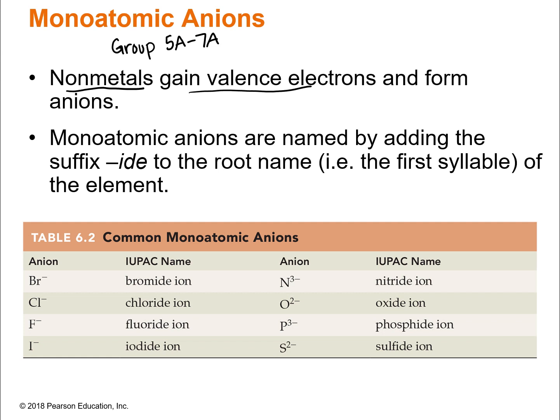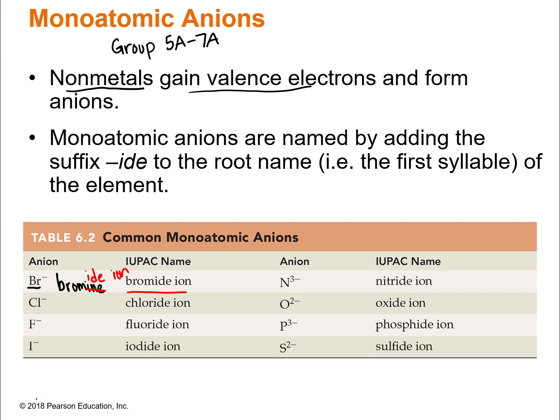The way that you name these is by getting rid of the end part of the name and writing in IDE. For example, Br-, that comes from the element bromine. We're going to keep that first part, the first syllable, get rid of the last part of the word, and replace it with IDE. Then you write the word ion. And that's how you get the name bromide ion.